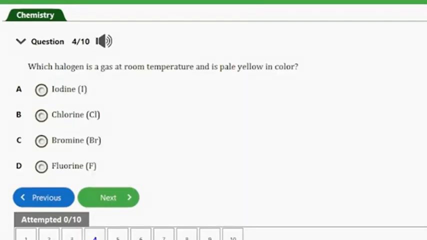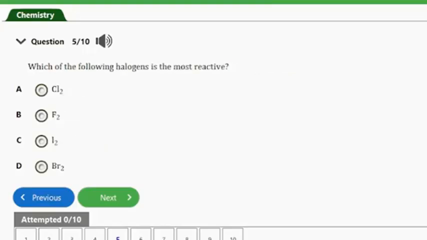Question number 4. It says, which halogen is a gas at room temperature and is pale yellow in color? A, iodine; B, chlorine; C, bromine; D, fluorine. So guys, the answer to this question is option D here, and that's fluorine. Fluorine is a gas at room temperature and it's actually pale yellow in color. So let's consider the next question.